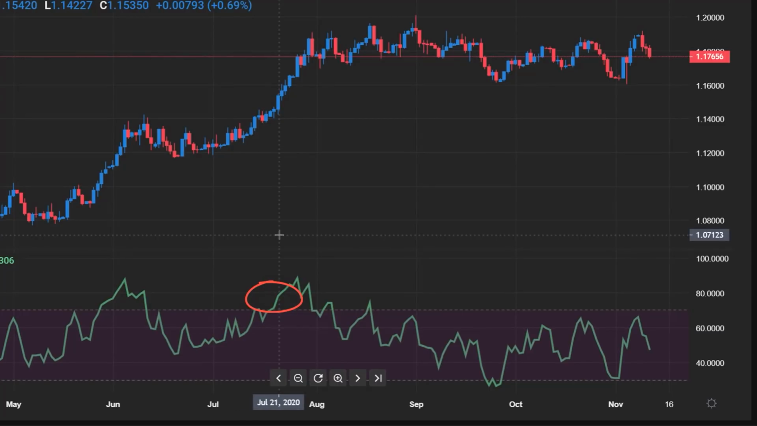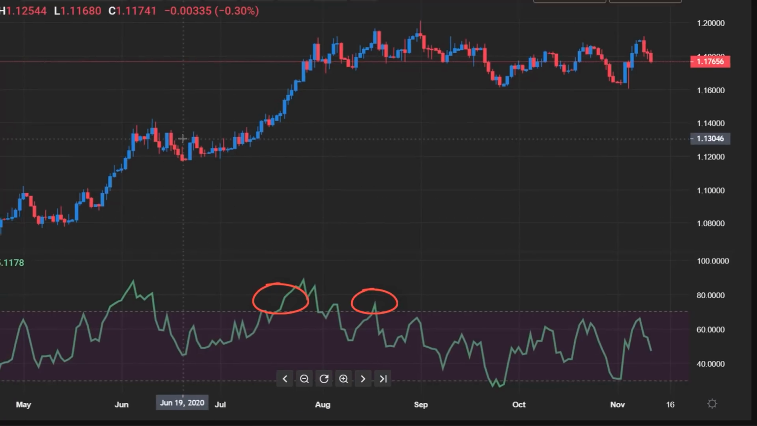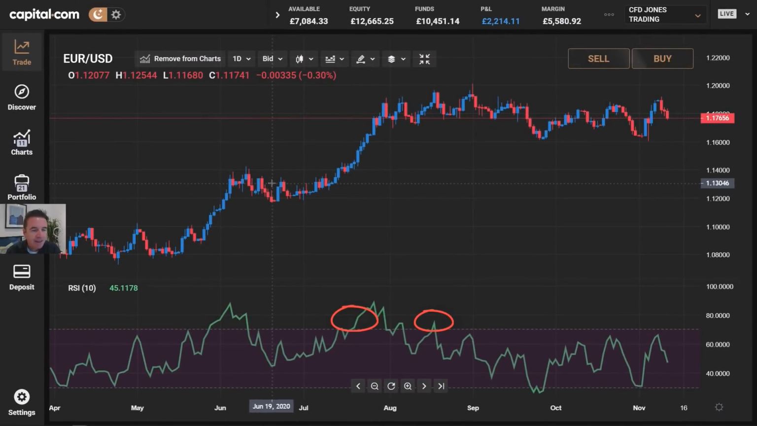So that was a bit premature, that signal. This overbought signal here ended up being a little bit better, which brings us to the topic of divergence. Personally, I prefer divergences as a better way of using the RSI because they don't happen very often. They don't work all the time, but they're a much less frequent signal.